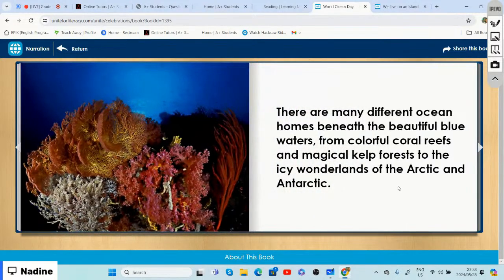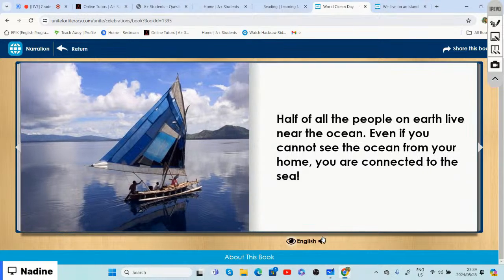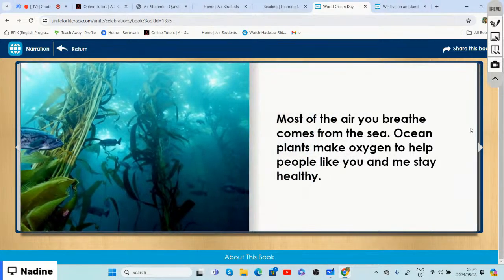There are many different ocean homes beneath the beautiful blue waters, from colourful coral reefs and magical kelp forests to the icy wonderlands of the Arctic and Antarctic. Half of all the people on Earth live near the ocean. Even if you cannot see the ocean from your home, you are connected to the sea. Most of the air you breathe comes from the sea. Ocean plants make oxygen to help people like you and me stay healthy.